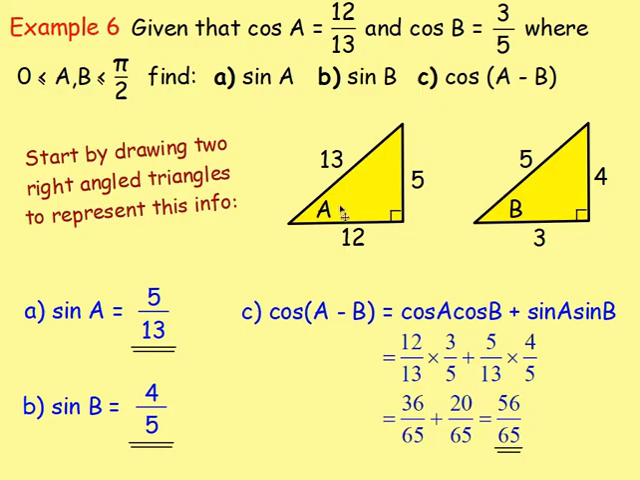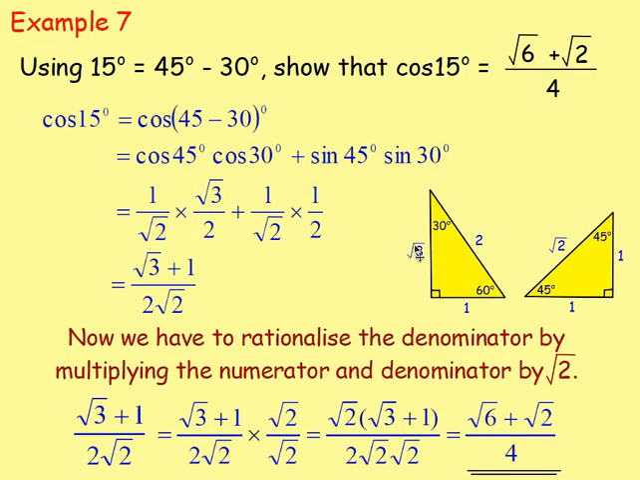From there then, we know A and B, we know all the sides in each triangle, so it's dead easy to work out whatever we're asked for, sine, cos or tan of A or B. So sine A, you would have 5 over 13, sine B, 4 over 5, and so on. To work out cos(A minus B), expand that, and then sub in the values, and simplify. So we get 56 over 65.